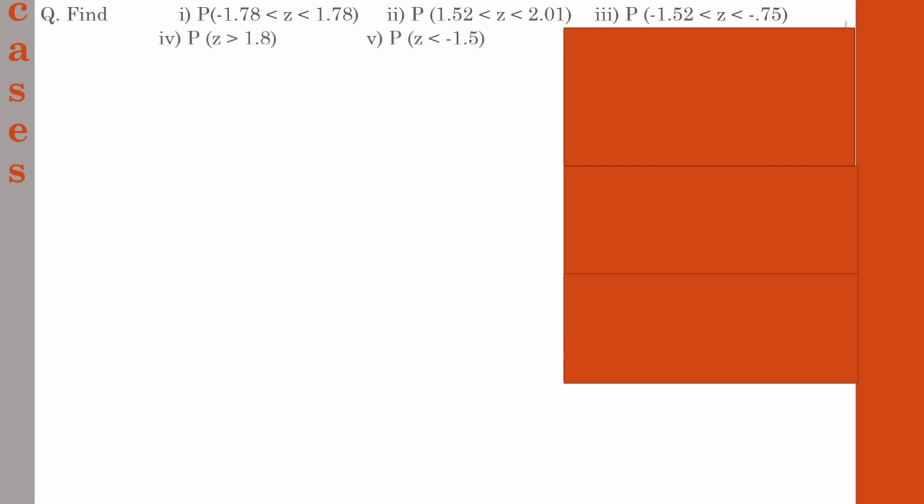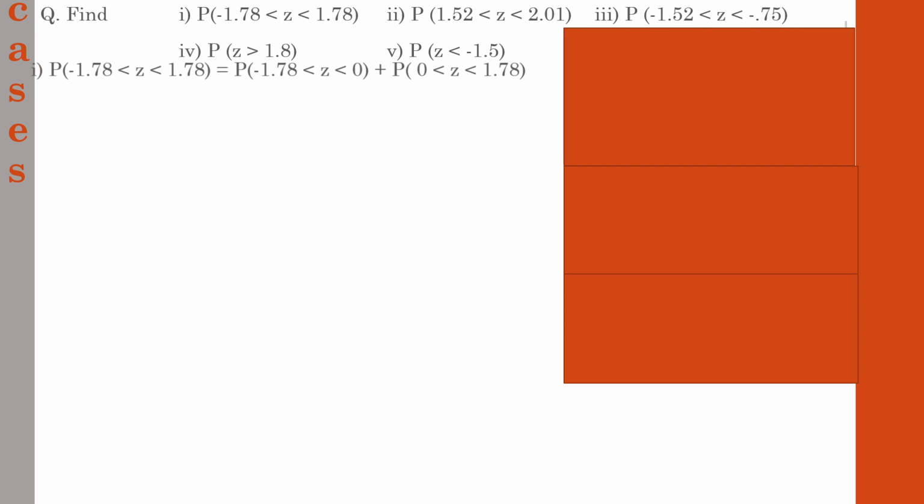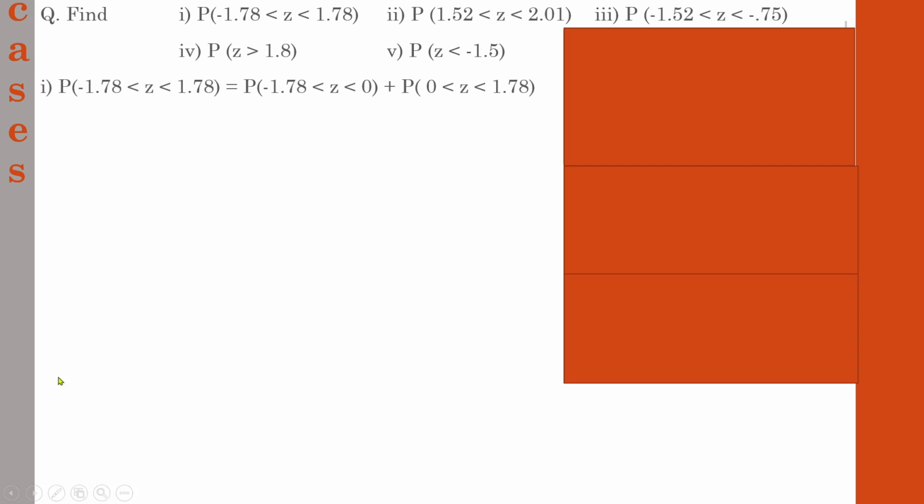So next case, probability with regard to the normal distribution situation, where you are given 5 kinds of questions. We will deal with each one separately in detail. So here the first question is like this: what is the probability that the z value is greater than minus 1.78 and less than 1.78?